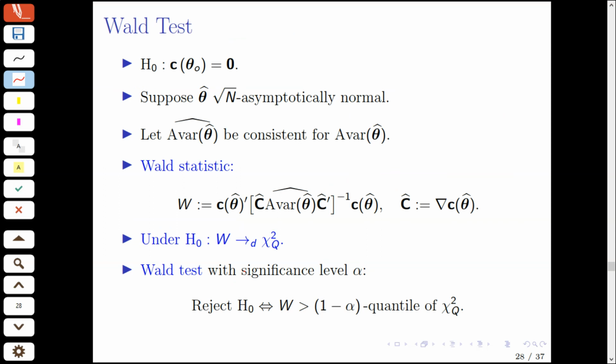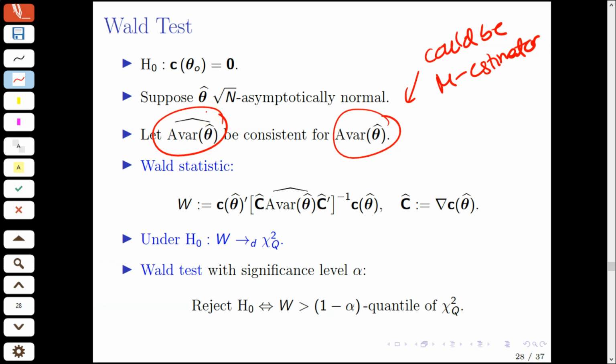So our interest lies in testing the null hypothesis that C of theta naught is equal to 0. That is, we're interested in testing these Q possibly nonlinear restrictions. Now let's suppose that for the purpose of carrying out this test, we have access to some estimator, say theta hat, which is root n asymptotically normal. For example, this could be an M-estimator, provided the true parameter theta naught can be framed to fit inside the M-estimation framework. But at this point, we don't need it to be an M-estimator, we just need it to be root n asymptotically normal. Now let's suppose also that we have some consistent estimator of its asymptotic variance at hand.